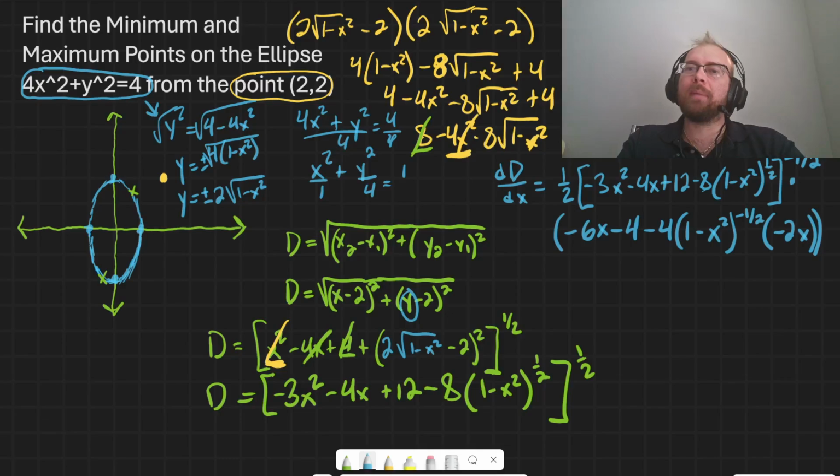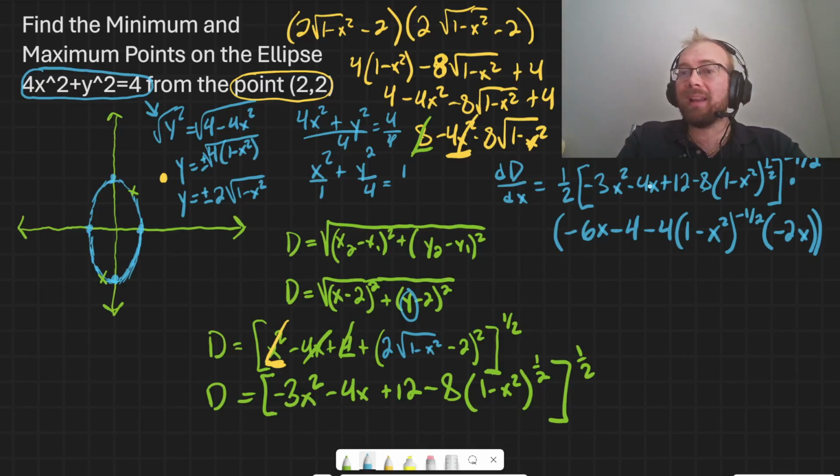Then that'll about do it, I believe. Okay, let me double check here. So I did the power rule: times by the power, and it'll be power minus 1. You keep the inside the same. Then we do the derivative of the inside, which is going to be all of that stuff on the inside.